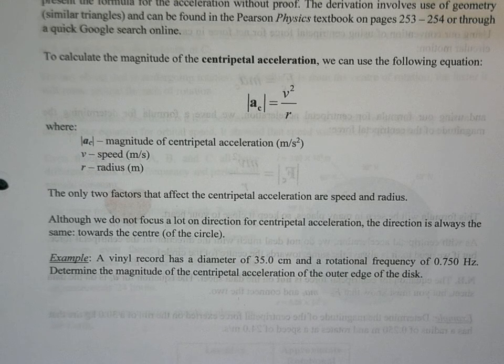Now, you might say, Mr. O'Donnell, can I use that v equals 2 pi r divided by T here? You absolutely can, and we're going to show you that in a little bit. That is actually a really good question. We're going to give you another form of this equation.